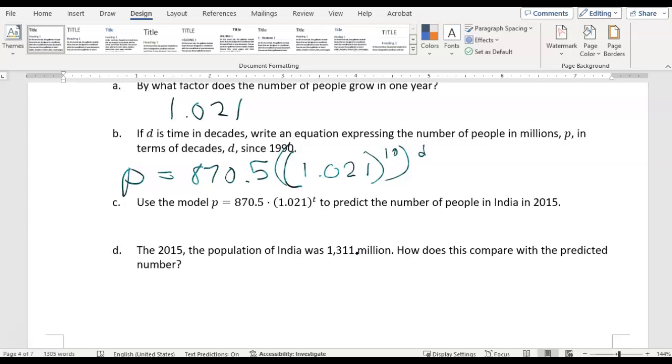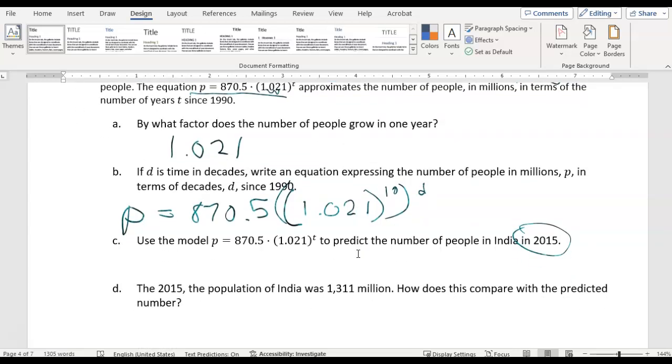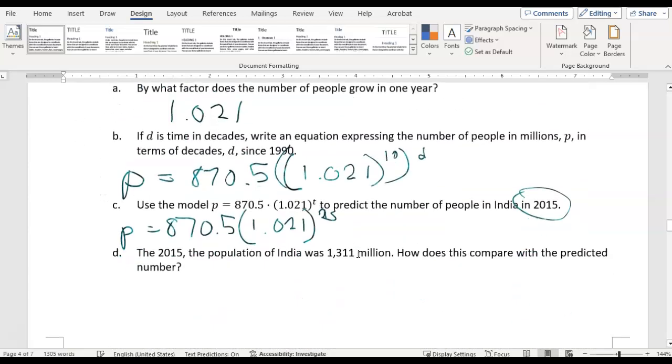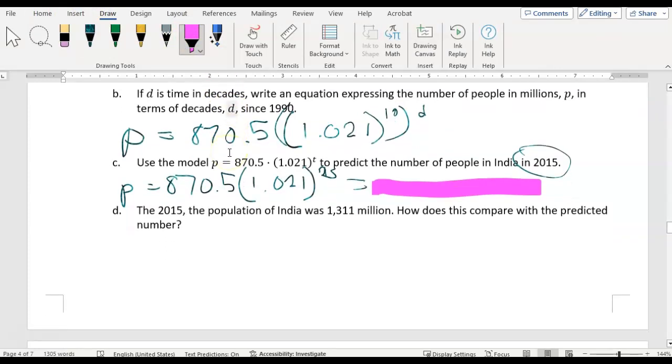Use the model P equals 870.5 times 1.021 to the power of T to predict the number of people in 2015. So we're comparing 2015 with 1990, which gives us 25 years. So we have P equals 870.5 times 1.021 to the power of 25. All right, yes, 1990 to 2015, right? And so then I do want you to go ahead and actually calculate that. So again, go ahead and use the calculator and actually calculate and fill that in.